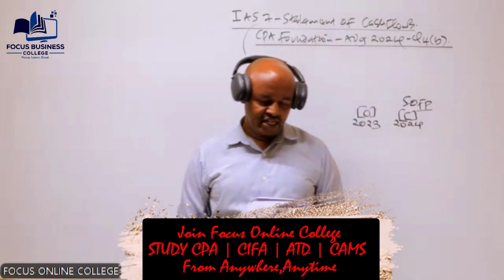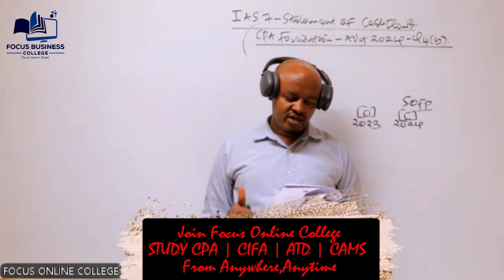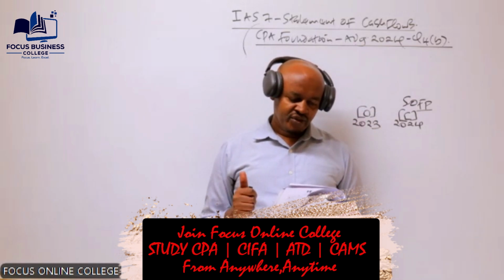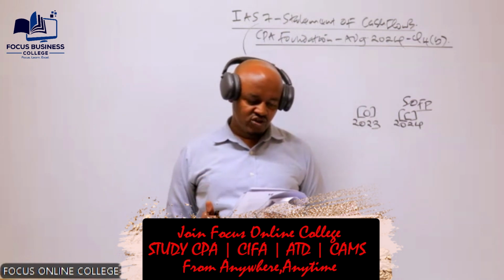So we have the non-current assets, which include PPE, property, plant, and equipment, at cost and also accumulated depreciation. We have the investment, and we have the current assets, which include inventory, accounts receivable, cash, prepayment, and then we have the total current assets and the total assets.